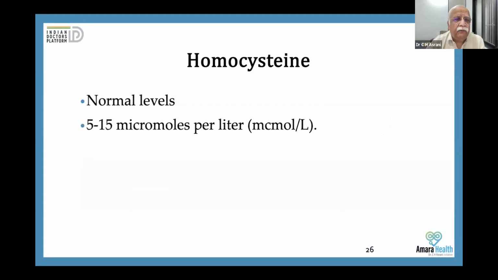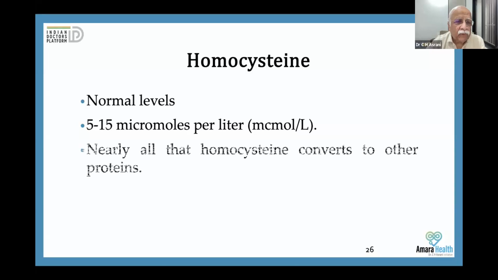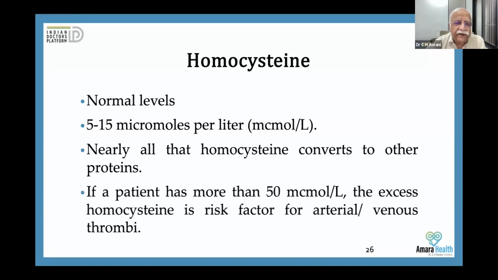Normal levels are 5 to 15 micromoles per liter. Nearly all that homocysteine converts to other proteins. The patient has more than 50. The excess homocysteine is a risk factor for arterial or venous thrombosis. So again, order very selectively, but think of it as your armamentarium to prevent future clots, because the management is very easy.